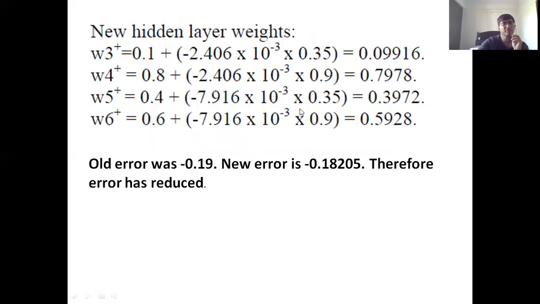Once we calculate the errors at the hidden layers, we use those errors to update the weights between the input and the hidden layer, where we had 4 weights, named suppose W3, W4, W5, W6. Again, using the same method by symmetry that we explained in the formulas, they come out to be this. So the old error was, suppose, 0.19, and the new error comes out to be minus 0.18. You can see there's a little difference, so this error has in fact reduced.